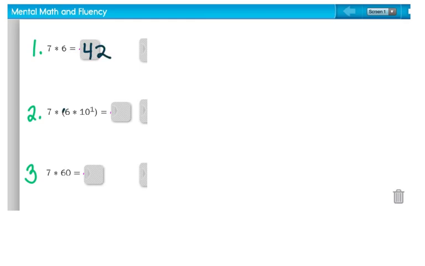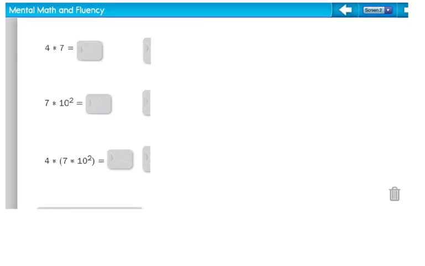If I look at what's in parentheses, 6 times 10 to the first power would be 60. There's my 1 zero. 7 times 6 is 42 with 1 zero. And 7 times 60 is 420. So you're going to do the same thing on your whiteboard. I gave you an example of the 3. Now I would just like you to write your answers.